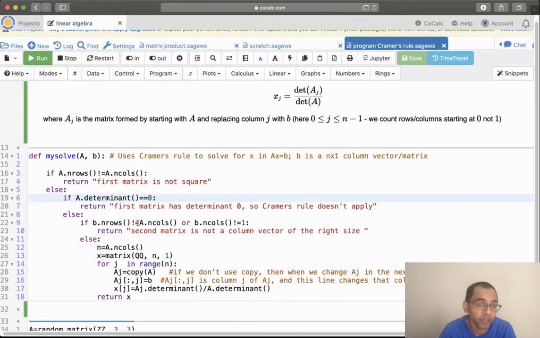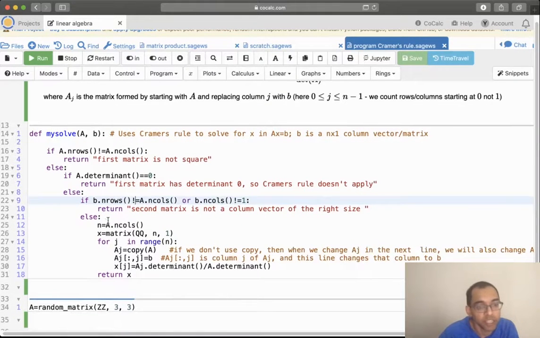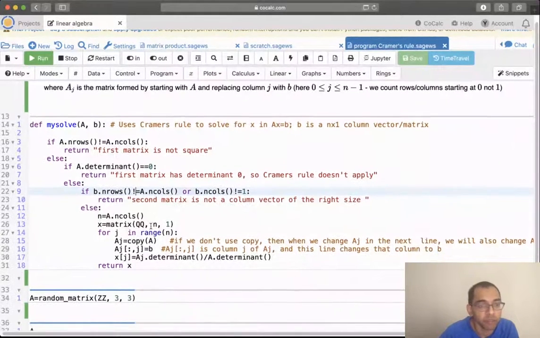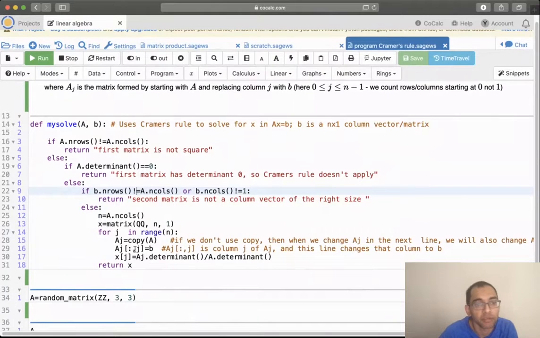And if it's not equal, so here's the notation for not equal, the exclamation mark equals, then return an error message. Also return an error message if the number of columns of B is not equal to 1. I want B to just be a column vector. Okay, so now we'll get on to the main part of the program.